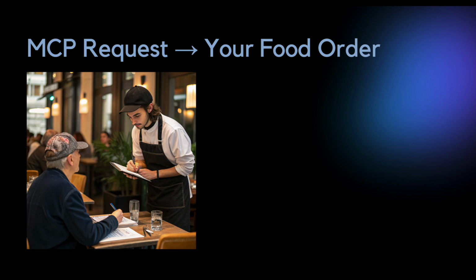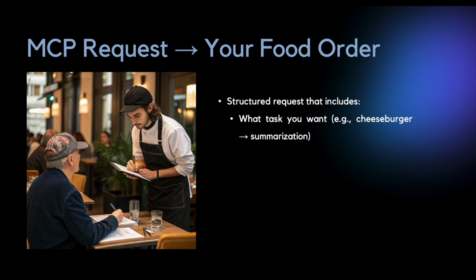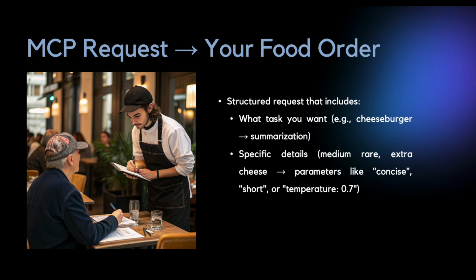In MCP, this is the structured request that includes what task you want, which is in this particular case a cheeseburger summarization. Next, we have specific details where I mentioned medium rare, extra cheese. These are the parameters like concise or short or temperature is 0.7. Next, we have additional context, which is fries on the side, which is any extra input. So that takes care of our MCP request.